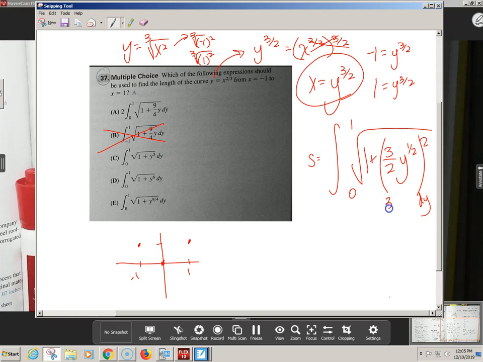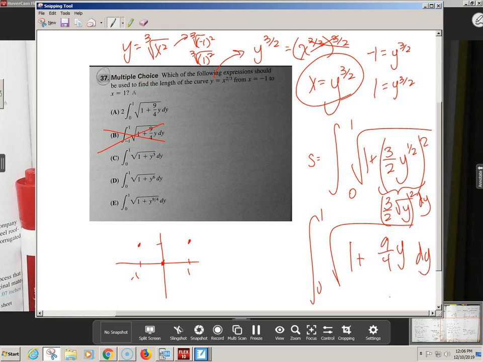Some of you might want to rewrite this as a 3/2 square root of y. Makes your life a little bit nicer. But 3/2 times 3/2 squared ends up being a 9/4. The square root squared is a y. So I have 1 plus from 0 to 1 of a dy.